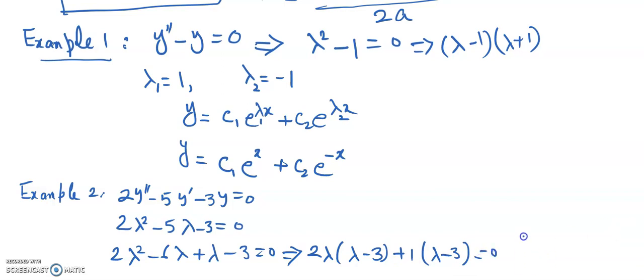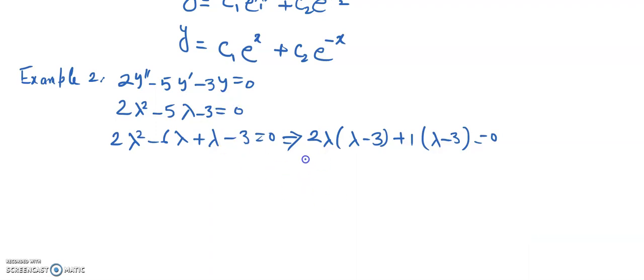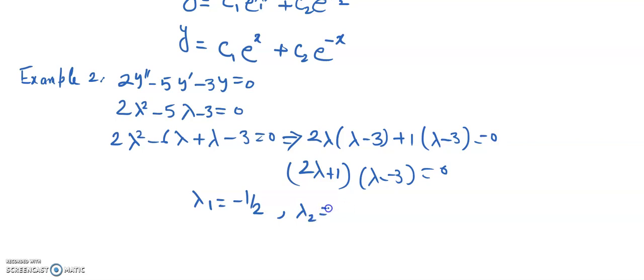So 2 lambda plus 1 and lambda minus 3 are two factors. So lambda 1 may be taken as minus 1 by 2, and lambda 2 can be taken as 3. So accordingly the general solution will be C1 e power minus x by 2, plus C2 e power 3x, since lambda 2 is equal to 3. So this will be the general solution.